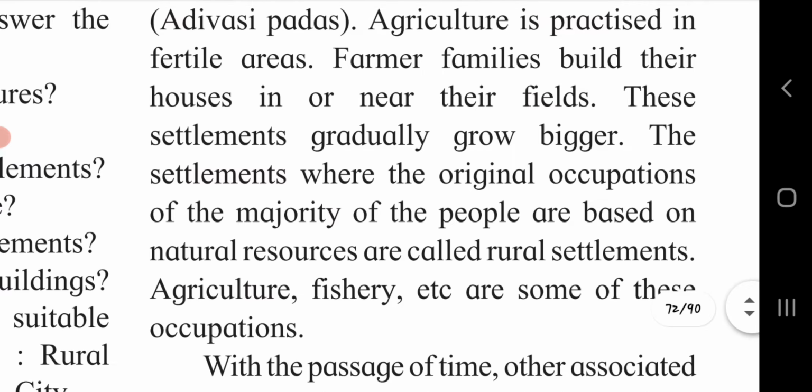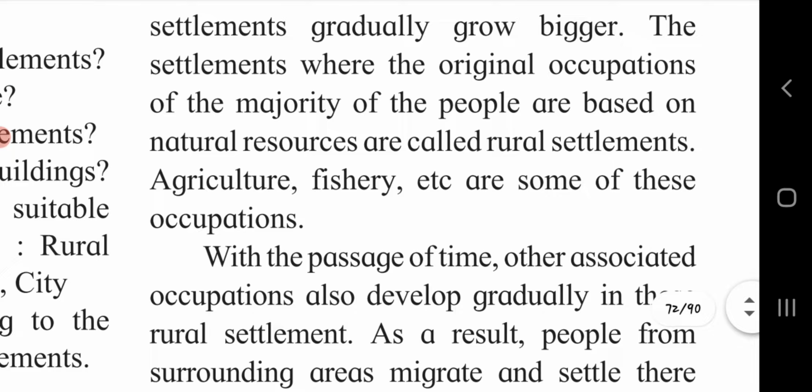Agriculture is practiced in fertile areas. Farmer families built their houses in or near their fields. According to their need, the farmers will be near their farms. Their houses will be near their fields. These settlements gradually grow bigger.